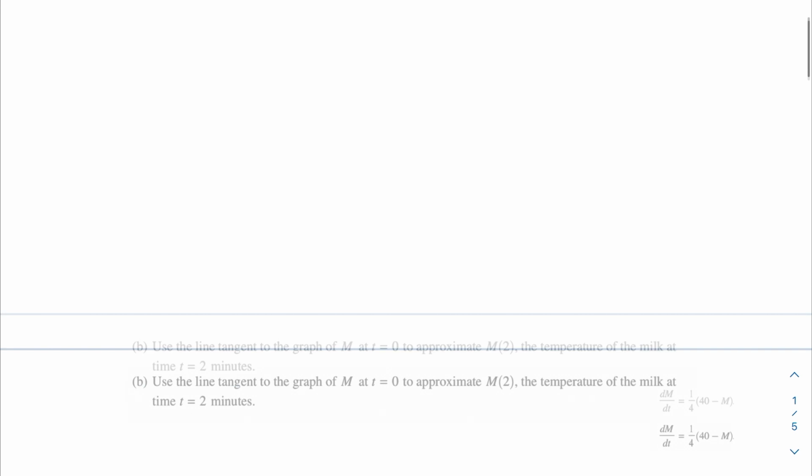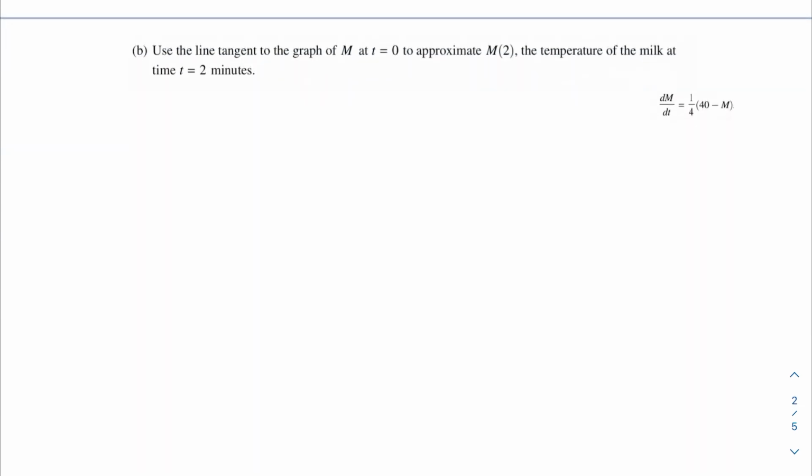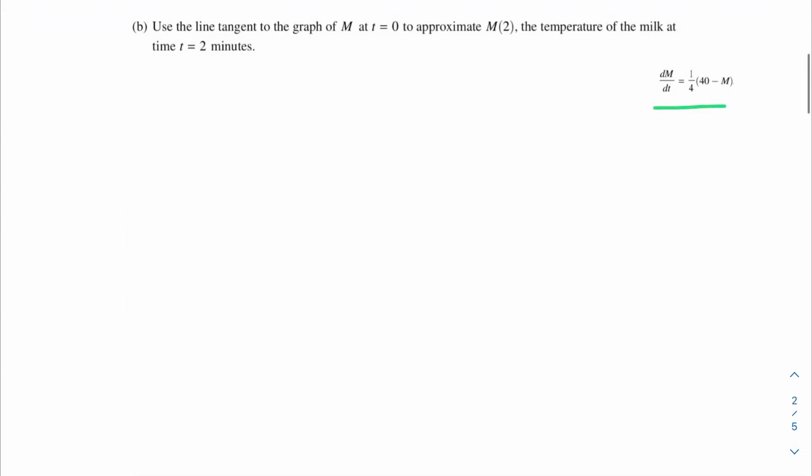Moving on to part B, we're being told to use a line tangent to the graph of m at t equals 0 to approximate m of 2, the temperature of the milk at time t equals 2. So I've copied down our dm over dt. At time t equals 0, we know that the temperature of the milk is going to be 5 degrees Celsius. So what we're trying to do is use that tangent line to figure out what the temperature of the milk is going to be at time t equals 2. So what this means is we need to write an equation using the tangent line at t equals 0.